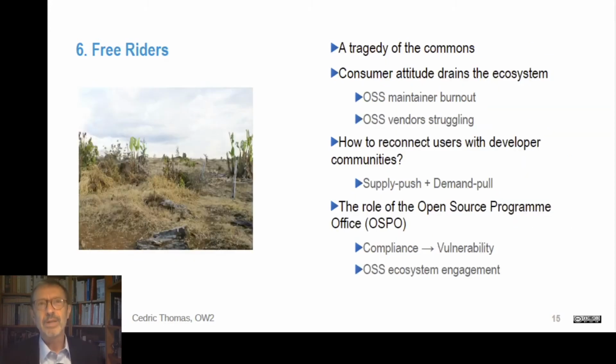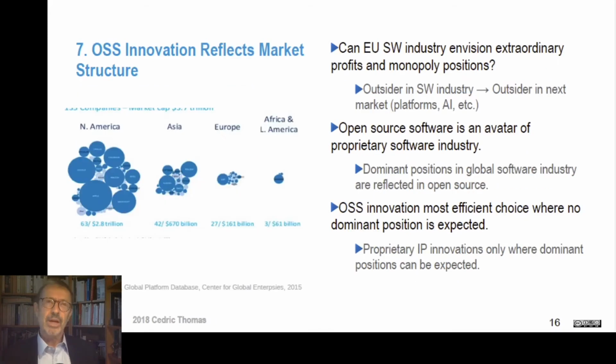Next, there is that of the free riders. So you know the tragedy of the commons. Exaggerated use by consumers or users of free resources leads to the ruin of these resources. Now, I would look at this from the standpoint of our ecosystem, and I would say that consumers who don't give back to the communities tend to ruin the supply of open source software. So the whole point here is that of having a sustainable ecosystem, and it comes from not being a free rider.